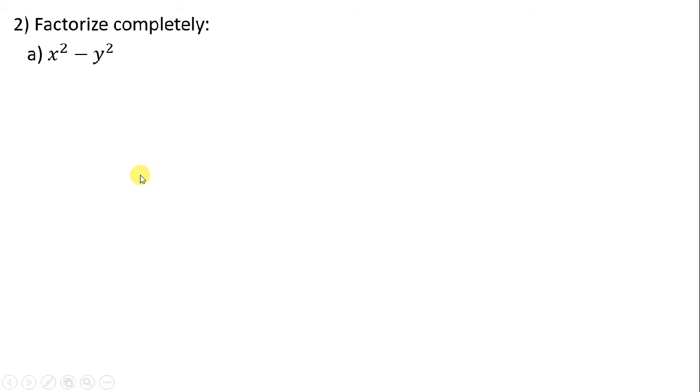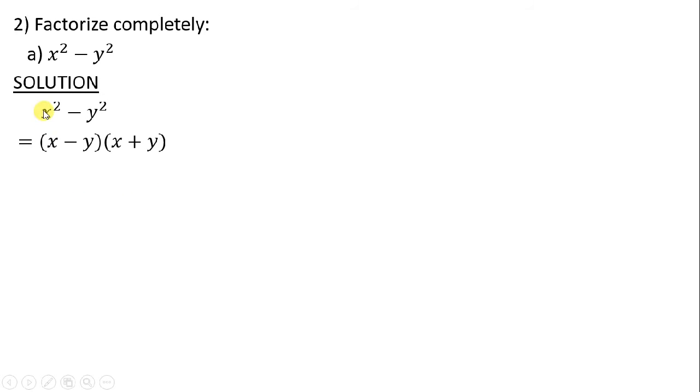Question 2 is saying factorize completely. We have x squared minus y squared. So since x is our base here and y is our base, we are going to get the difference of the bases times the sum. So it's the same as x minus y times x plus y.